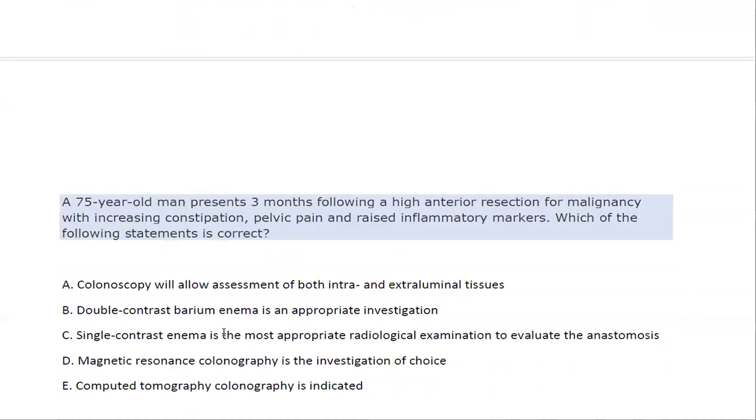Okay, a 75-year-old man, within 3 months following a high anterior resection for malignancy, presents with increasing constipation, pelvic pain, and raised inflammatory markers. Which of the following statements is correct? Colonoscopy will allow assessment of both intra and extraluminal tissues. Double contrast barium enema is an appropriate investigation. Single contrast enema is the most appropriate radiological examination to evaluate the anastomosis. MR colonography is an investigation of choice. CT colonography is indicated.